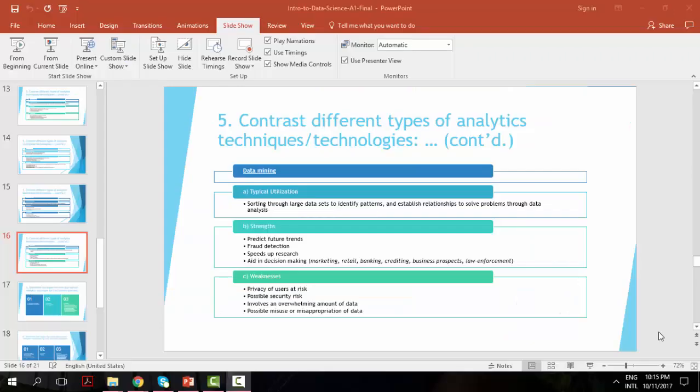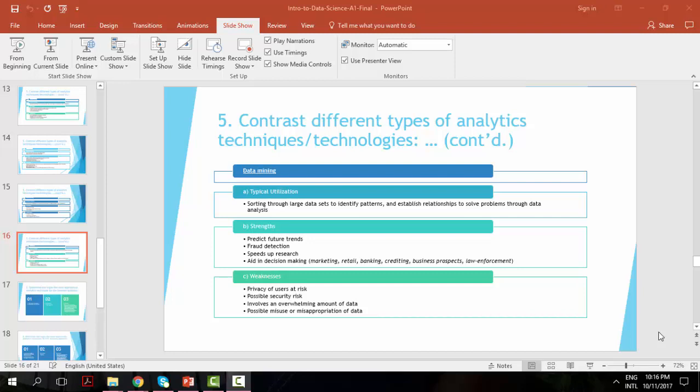Number 5, data mining. Data mining is an important part of the knowledge discovery process that can analyze an enormous set of data and get hidden and useful knowledge. Typical utilization of data mining: sorting. Data mining can sort through large datasets to identify patterns and establish relationships to solve problems through data analysis. Some of the strengths: it can predict the future, fraud detection, speed up research, and aid in decision making. It can also help in government.